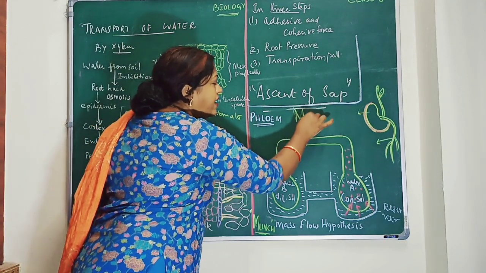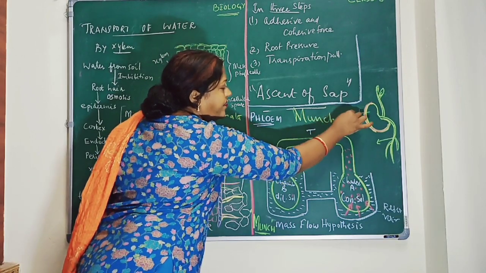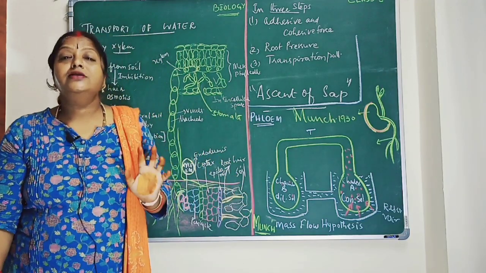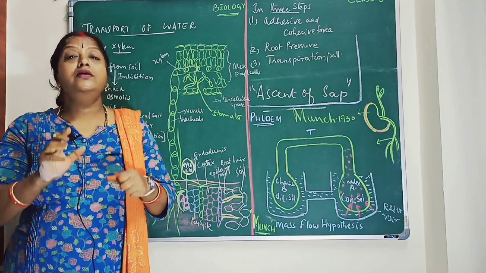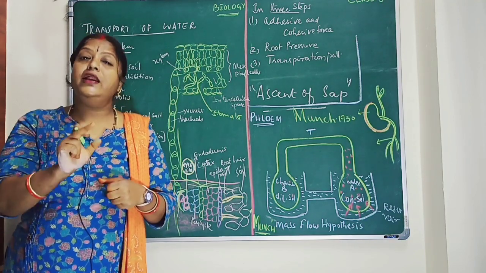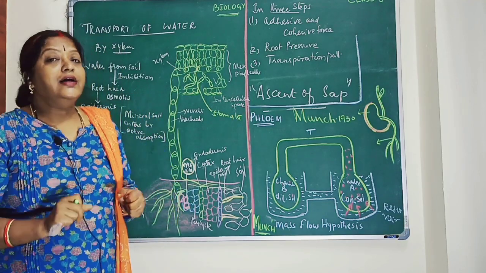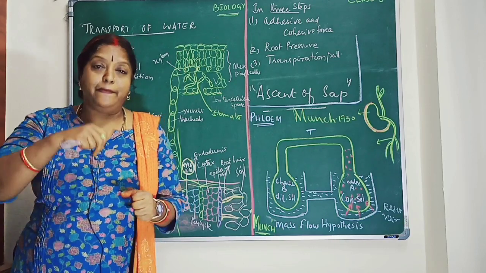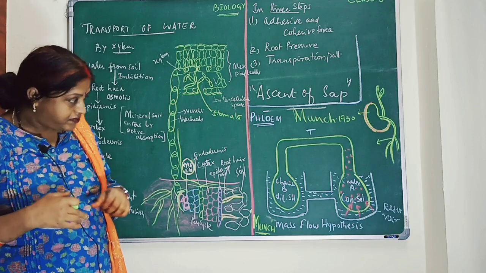Okay, Munch, in the year 1930, propounded the mass flow hypothesis, and he explained how the food is transported from the leaves to all the parts of the plant body. He said that this food is transported due to the osmotic mechanism. So what is that osmotic mechanism, children?